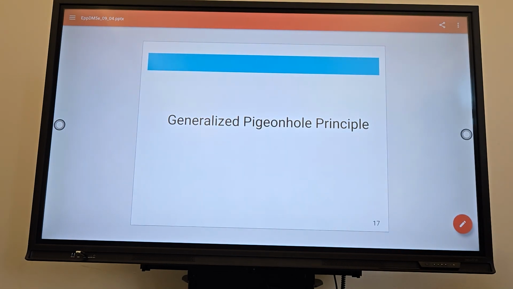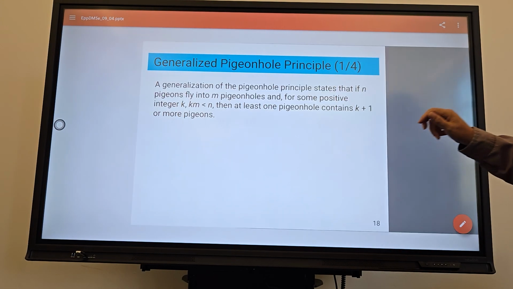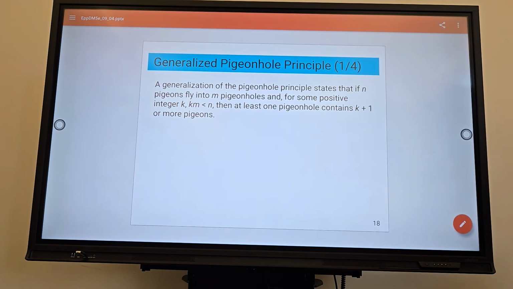The generalized pigeonhole principle. A generalization of the pigeonhole principle states that if n pigeons fly into m pigeonholes and for some positive integer k, km is less than n, then at least one pigeonhole contains k plus 1 or more pigeons.